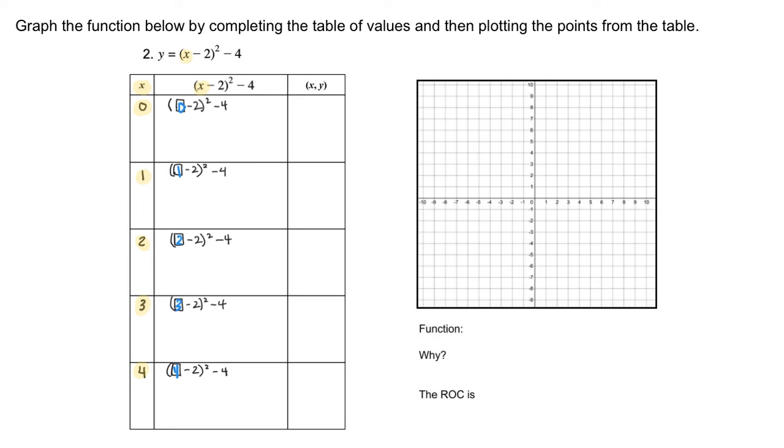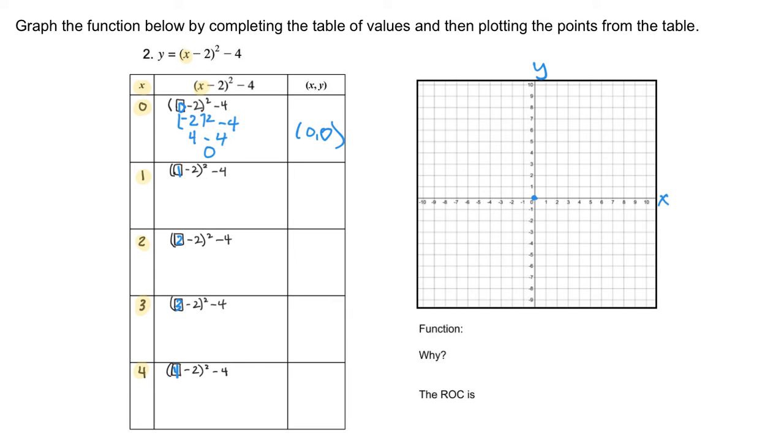0 minus 2 is negative 2. You can look at your X and Y axis over here. These are basically number lines. So if you're at 0 and you have to go subtracting 2, that's to the left 2, that means it's going to be negative 2. And then you're going to square that and subtract 4. Squaring means negative 2 times negative 2, which is positive 4. We still have our minus 4, and that is 0. So our first ordered pair is 0, 0, and that is at the origin.